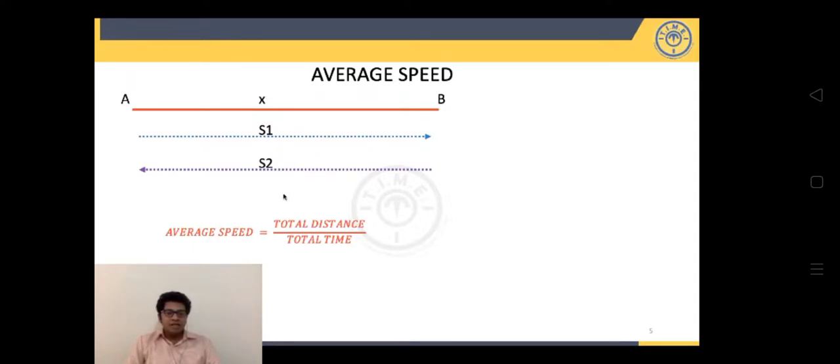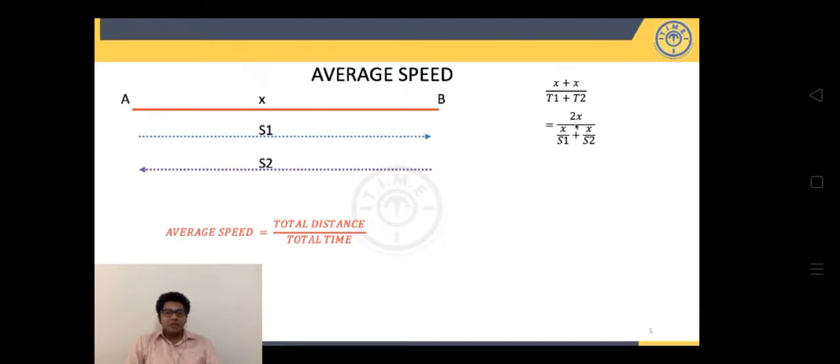So we know average speed is total distance by total time. Total distance is x plus x. Total time: let's say T1 is the onward time and T2 is the return time. So x plus x divided by T1 plus T2. Now what is T1? Distance by speed. So onward distance x kilometers divided by the onward speed s1. T1 is x by s1 and T2 will be x by s2. Hence the average speed is 2x divided by x by s1 plus x by s2.